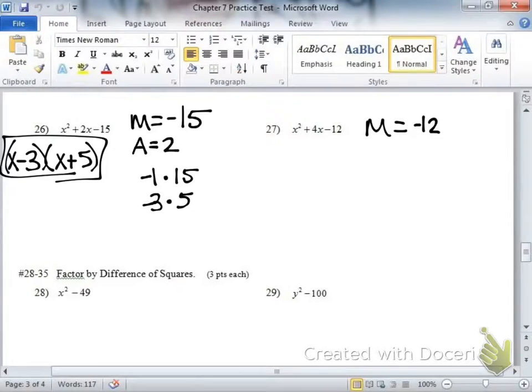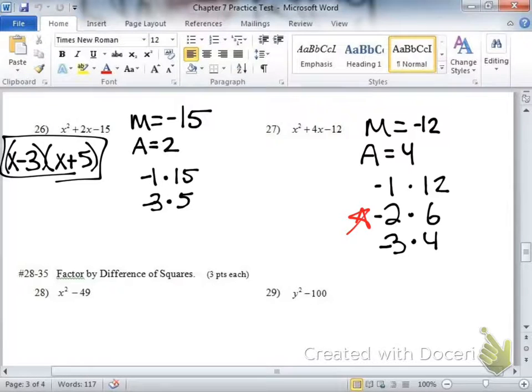Same setup back here. You're multiplying to a negative number. That means one factor in each pair will be negative. The larger factor in each pair takes on this sign. Which means for this problem, I'm going to make my smaller ones negative. Which combination is going to add to that positive 4? 2 and 6. So I have x minus 2 and x plus 6.